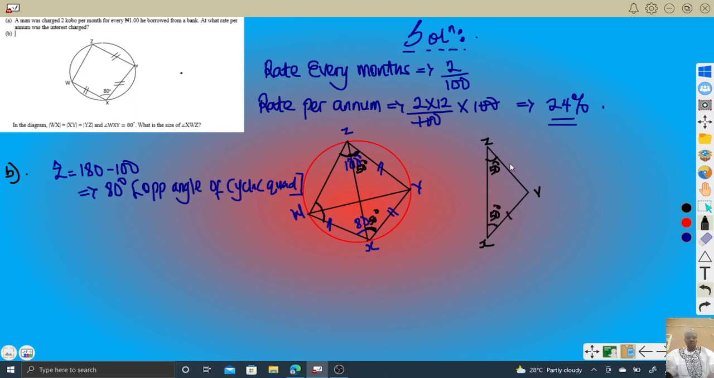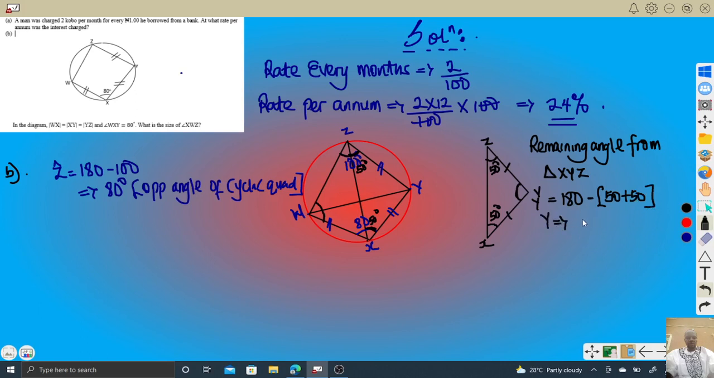Because this is an isosceles triangle, I can get the remaining angle as Y. From triangle XYZ, the sum of angles will be equal to 180. The sum of angles in a triangle is 180 minus the remaining angles is the angle at Y. 180 minus 50 plus 50. So Y is equal to 180 minus 100, which is equal to 80. I hope you understand that. So what I'm saying is that the angle here is 80.